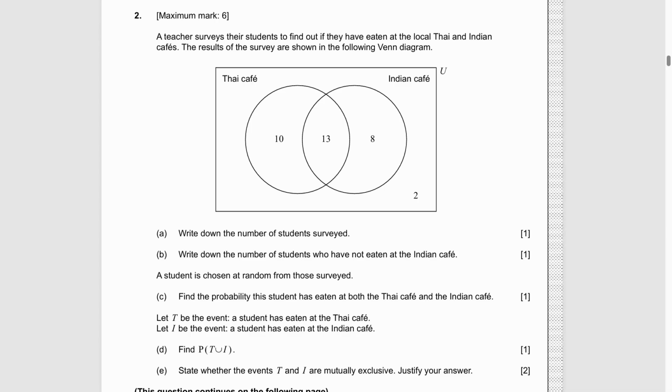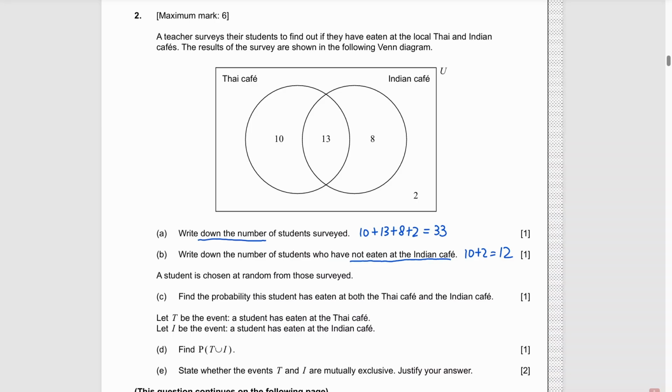Question 2. We have a Venn diagram. Part A. The total number of students is just the sum of all the numbers in every region of the diagram. Part B. The number of students who have not eaten at the Indian cafe is the sum of all the numbers outside the Indian cafe circle.